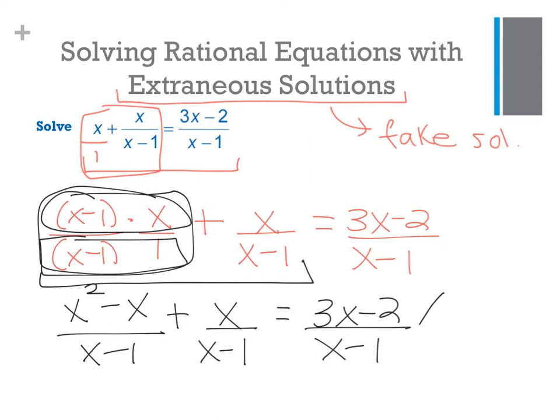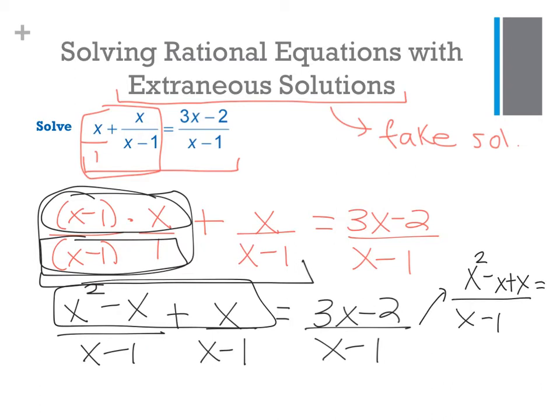So what it's going to look like is x squared minus x plus x, because I can combine my numerators, all over x minus 1 is equal to the fraction 3x minus 2 over x minus 1. So what I've done is I've just combined these two fractions into one fraction here. In this fraction, we have not done anything with the right side of the equation yet.